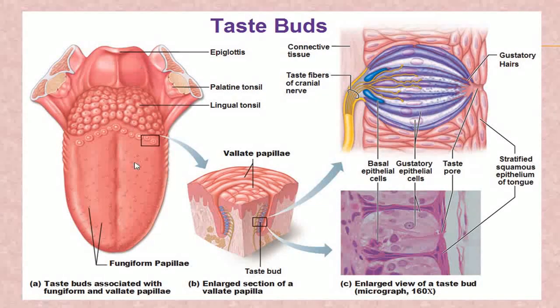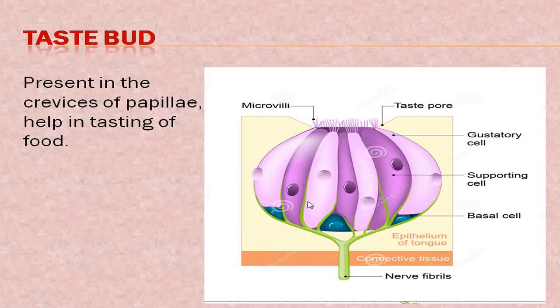This is another figure that shows the tongue. You see, these are the papillae. These projections present on the tongue are papillae. And in the crevices of these papillae, or in the depression between two papillae, taste buds are present. Taste buds are responsible for tasting the food. This is a magnified figure of a taste bud. This is another figure of a taste bud. A taste bud consists of sensory cells which are connected through nerve fiber to the brain, and these are responsible for tasting the food because they are sensitive to the food.